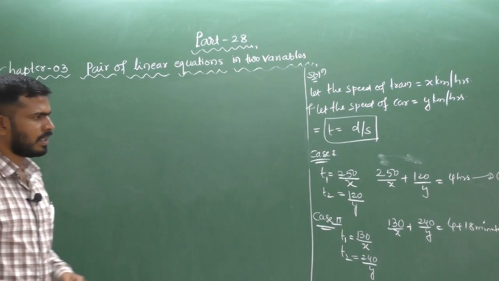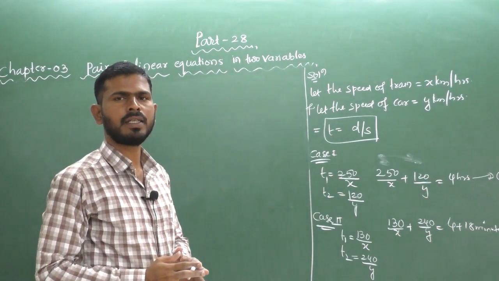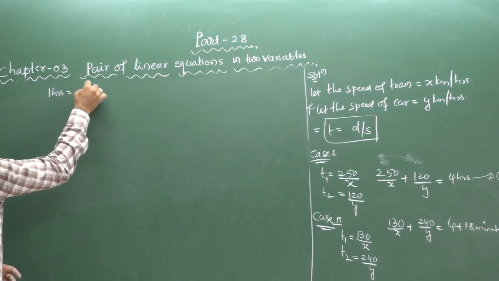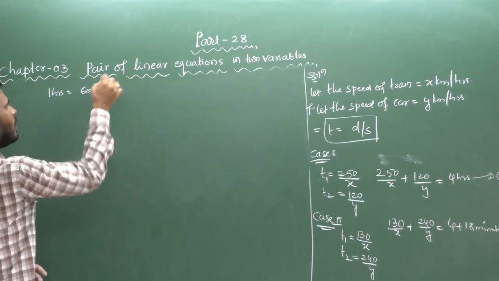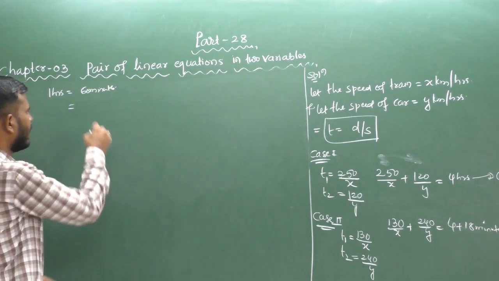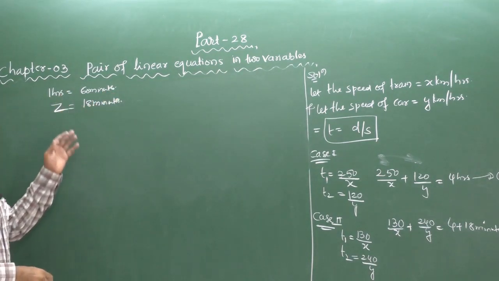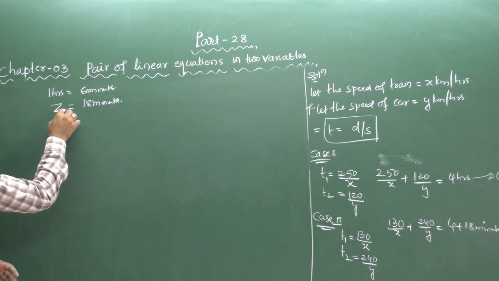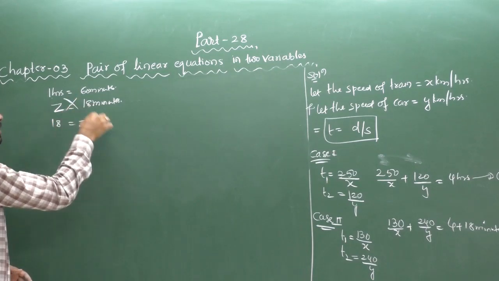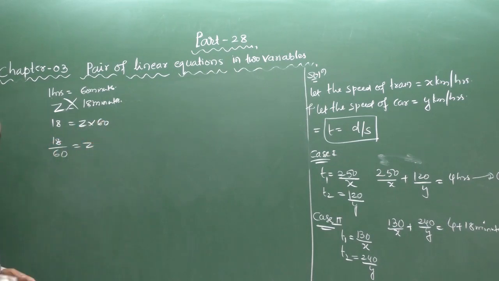So next one is 130 divided by x plus 240 by y equals 4 plus 18 minutes. You have to convert 18 minutes into hours. How to convert: 1 hour equals 60 minutes. In 1 hour, how many minutes are there? 60 minutes. Here the minutes given are 18. 18 minutes equals z hours. Cross multiplication: 18 into 1 is 18, z into 60. So 18 divided by 60 equals z.